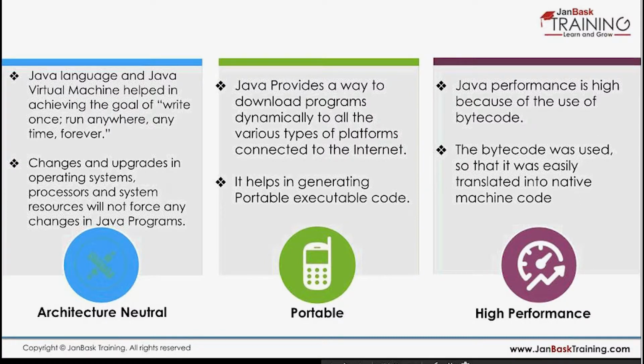The other part is high performance. Now there are multiple reasons for Java being good in performance. One of those reasons is that it's a compiled language, so anything which is compiled is always going to be higher in terms of performance compared to something which is interpreted. Why do you get high performance when it's compiled code?